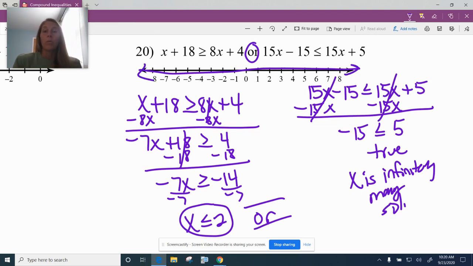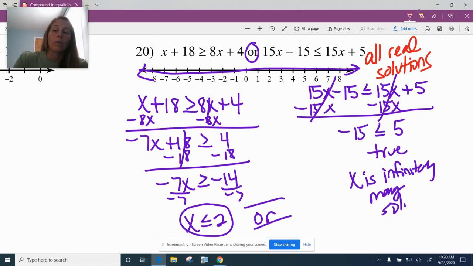So as long as you get one of the two that say that, the other one is irrelevant because the other one's going to say x can be this or x can be greater than that or less than that. It doesn't really matter because the other one's already saying x can be anything. So when that happens, you're just going to say it's all real solutions or all real numbers. All right, and that's it for reviewing our compound inequalities.